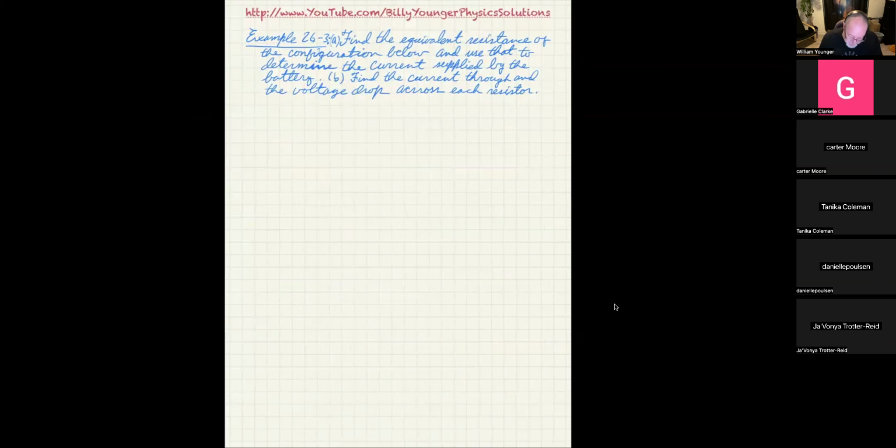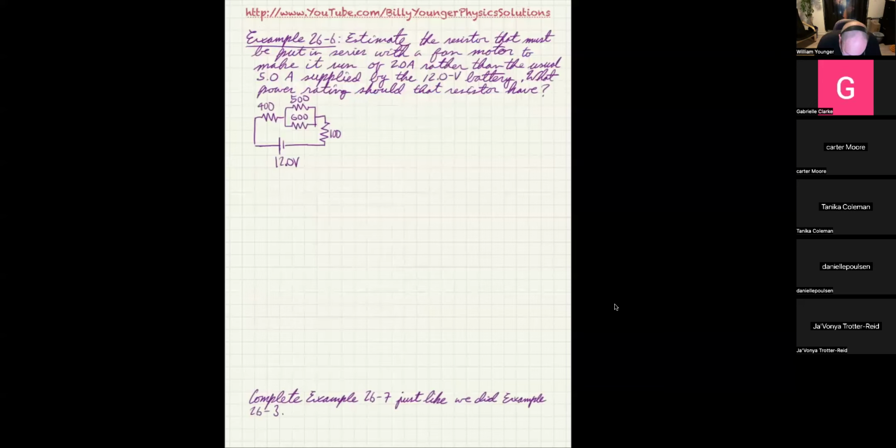So let's turn to example 26.3. As you notice, I'm labeling these so that you'll know what problem they're like in your book, but they are a little different. This one says find the equivalent resistance of the configuration below and use that to determine the current supplied by the battery. Find the current through and the voltage drop across each resistor. And I drew the diagram. Oh, there it is. Good. I drew it in the wrong place.